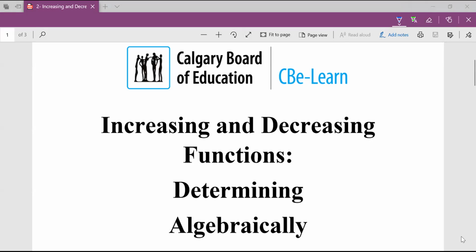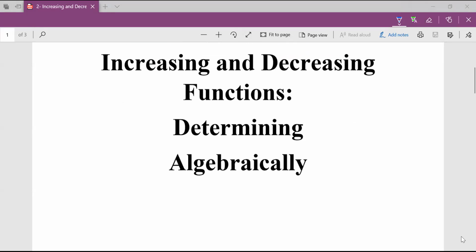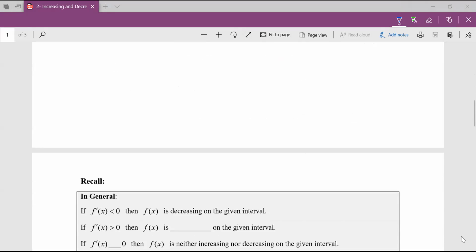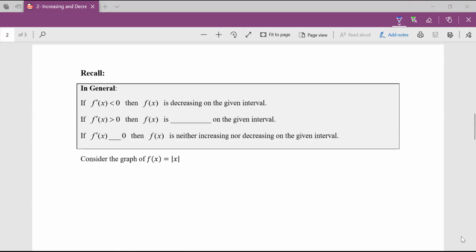Hey friends, what we're going to do in this video is talk about increasing and decreasing functions again, but this time we're going to determine these regions of increase and decrease algebraically. So essentially, what are we going to do when we don't have the graph given to us? Algebraically always means a little bit more work, but it's actually not that bad.